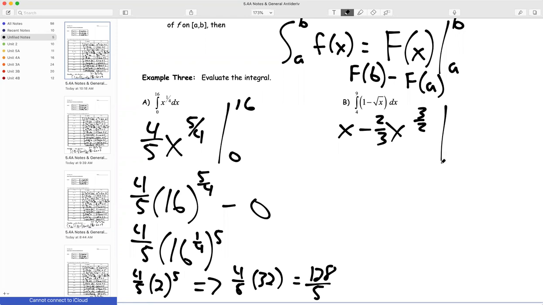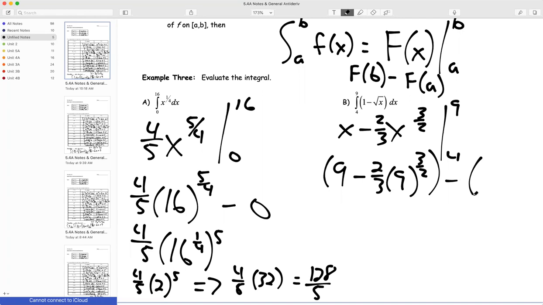And so fundamental theorem, part 2, it's evaluated from 4 to 9, and I'm going to plug in my bounds and subtract. So I'll plug in the 9. So that gives me 9 minus 2/3, 9 to the 3/2. And then I'm going to subtract and plug in the 4, and that gives me 4 minus 2/3, 4 to the 3/2.